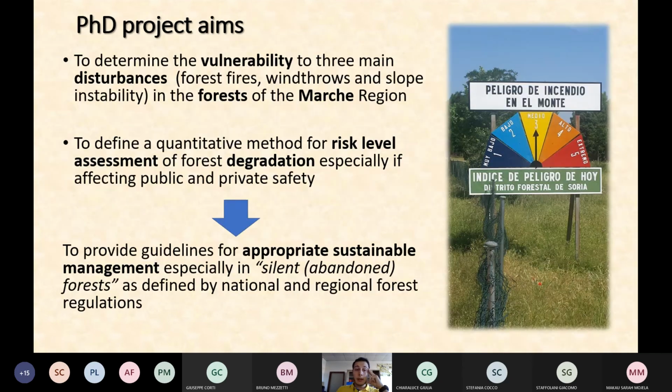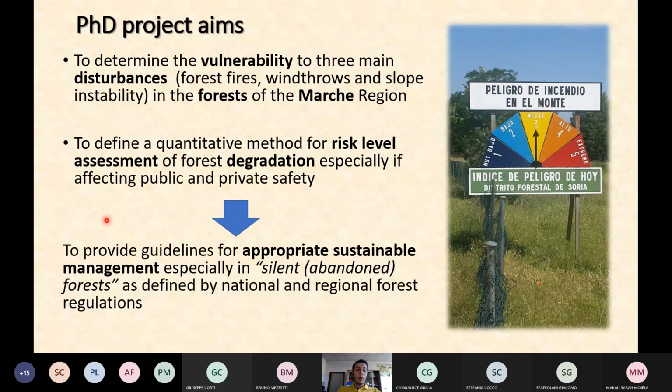To conclude, I'd like to point out how my PhD doctorate enters in this framework that I presented just now, with the aim to determine the vulnerability to these three main disturbances that are forest fire, windthrows, and slope instability in the forest of the Marche region, and to define a quantitative method for risk level assessment of forest degradation, especially if they are affecting public and private safety.